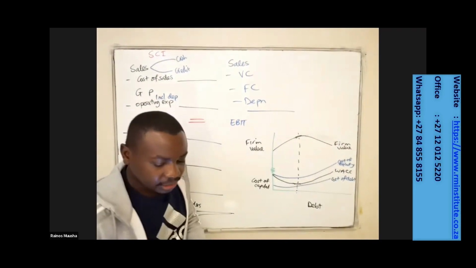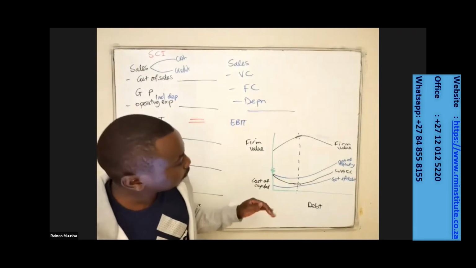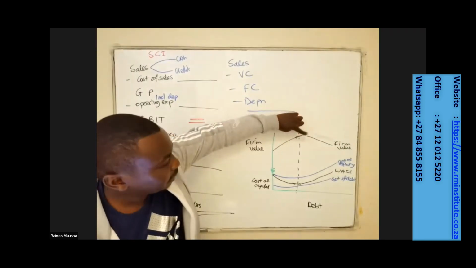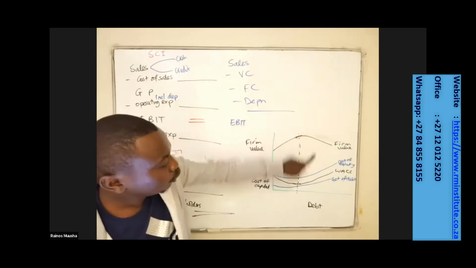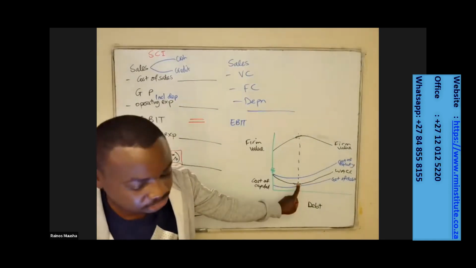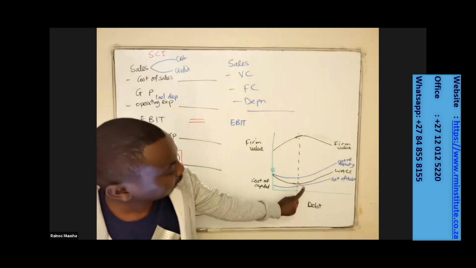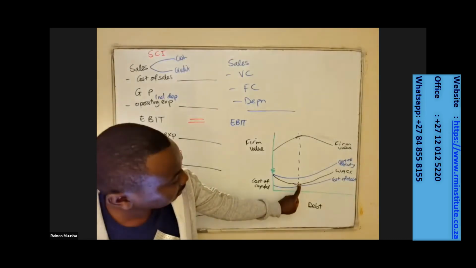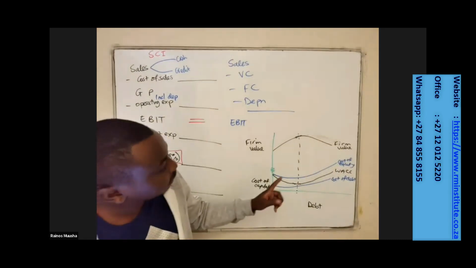And remember, we say the goal of the firm is to maximize the firm value, and for you to be able to maximize the firm value, you must make sure that your cost of capital is at its what? Is at its lowest, right? And for your cost of capital to be at its lowest, it basically means that you are going to be financing with what?